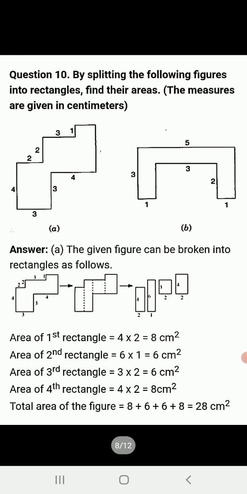Question number 10. By splitting the following figures into rectangles, find the areas. So here they have given some shapes. What we are going to do is split them into various rectangles. For the first one, you can divide it into 4 different rectangles. For each one, according to the numbers they have given, you can find out the sides, the length and the breadth.